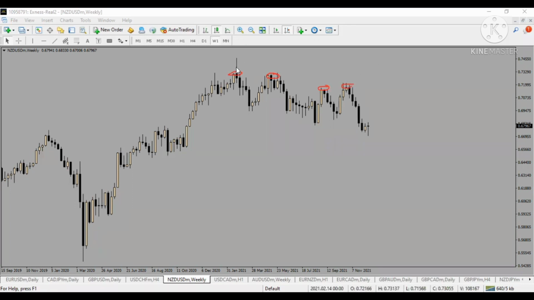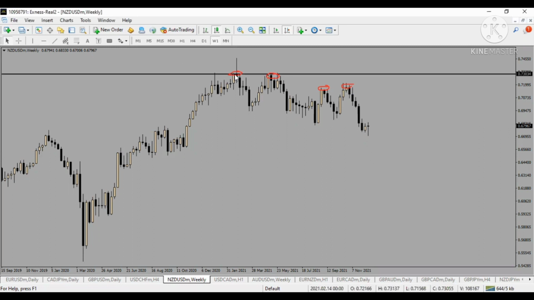Now I want you to look at this point. This is your higher high. This is another higher high, of almost equal size to this. Let me mark them so that they look different. Let's say that's the first higher high. You can see that price came and reached this point exactly.